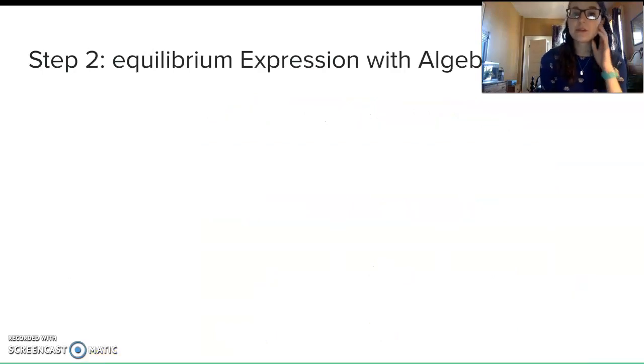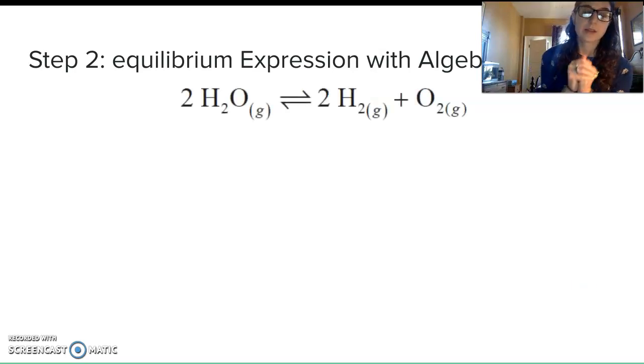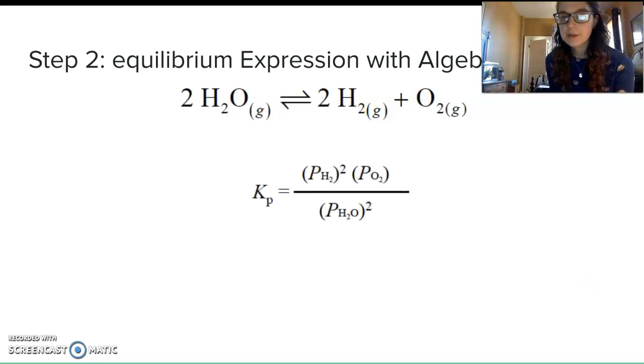The next step is to write the equilibrium expression with the algebraic values that we just found in the equilibrium portion of the ICE table. So here again we have our balanced chemical equation. The equilibrium expression for Kp should be the pressure of H2 squared times the pressure of O2 divided by the pressure of H2O squared, and don't forget those exponents because of the coefficients in the equation.